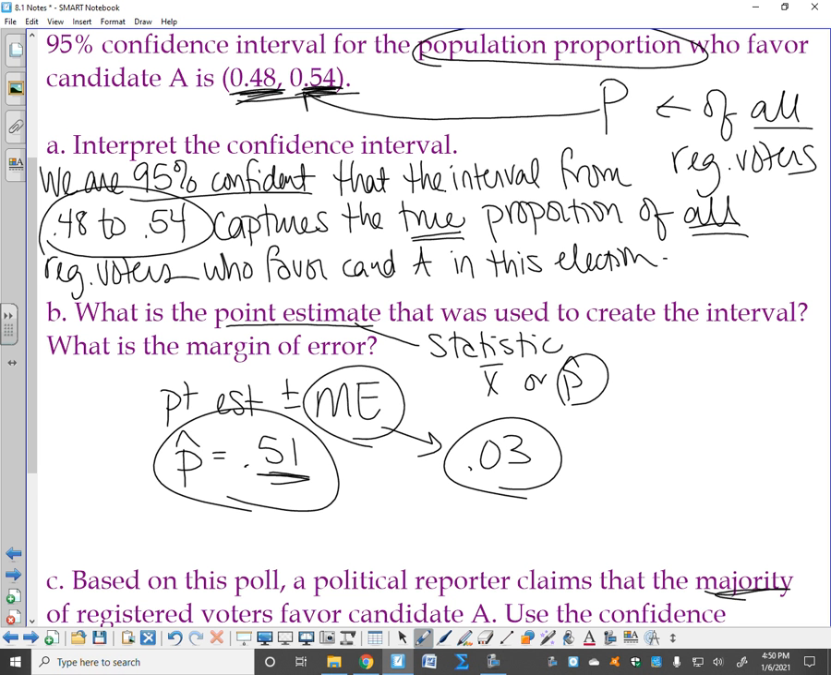Any value from 0.48 to 0.54 is a plausible value for p. And because there are values in our interval that are less than 51%, the interval does not give convincing evidence to support this reporter's claim.